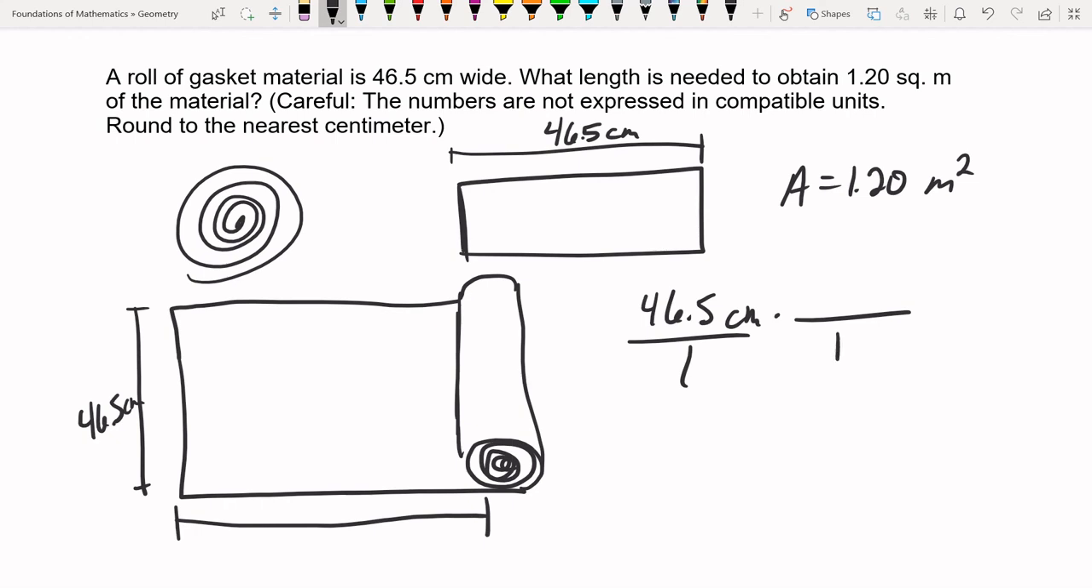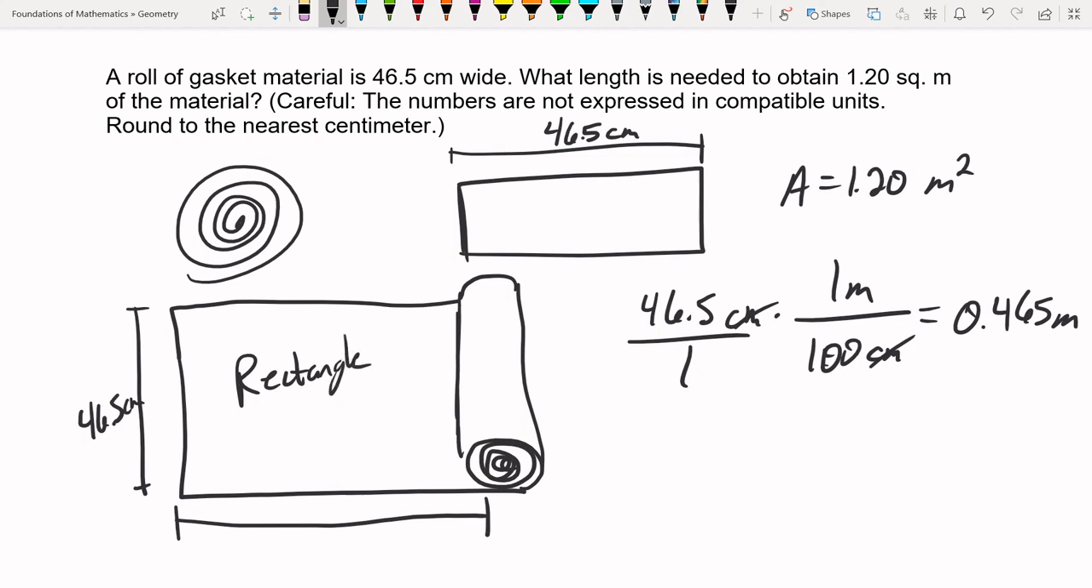So 46.5 centimeters equals, so in 1 meter, we have 100 centimeters. So we get 0.465 meters. Okay, we want an area of 1.2 meters. Well, that's quite simple. This is just a rectangle. This is a rectangle that we're going to cut. Right, we're just going to cut it right here and we get a rectangle.